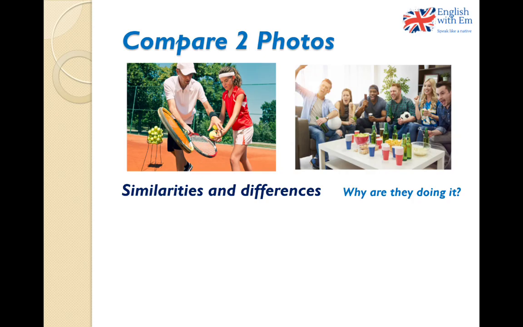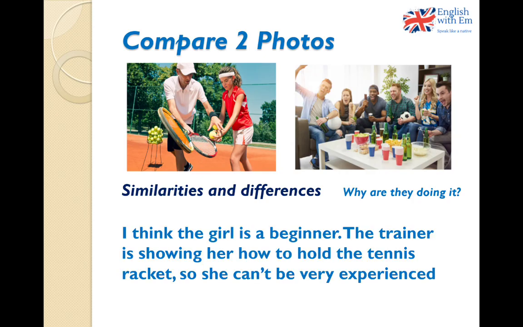Why are they doing it? I think the girl is a beginner. The trainer is showing her how to hold the tennis racket, so she can't be very experienced. I think this shows that you're guessing. She can't be very experienced. Can't be is another modal verb of deduction, this time a present modal of deduction. And we use can't be when we're very certain that something is not true. So we're very sure that she is not very experienced. She's only just learning how to hold the racket and hit the ball.